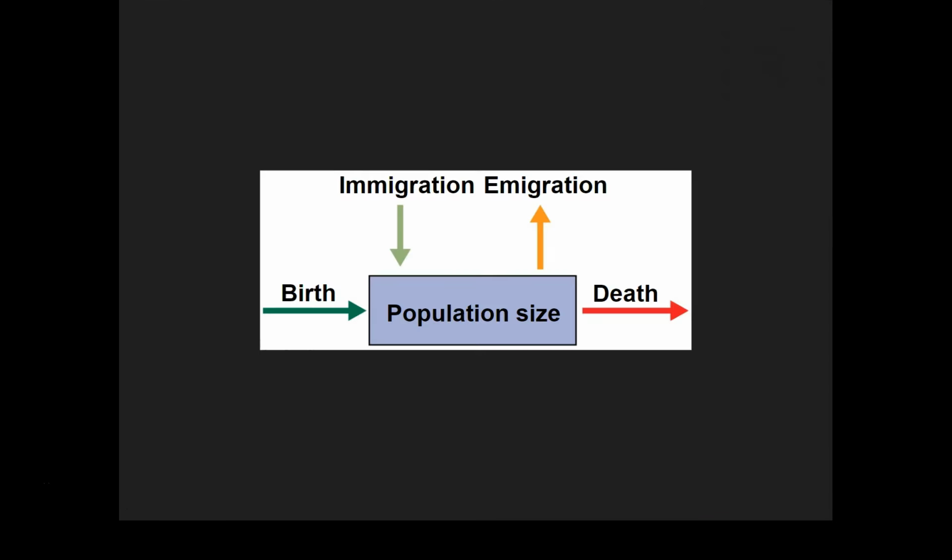Anyway, open populations have migrants, and closed populations do not have migrants, or it's at a level that doesn't have an influence. So here's a nice little diagram that shows you population size is a function of births, immigration, emigration, and deaths. Those are the 4 factors that are influencing the population size here.